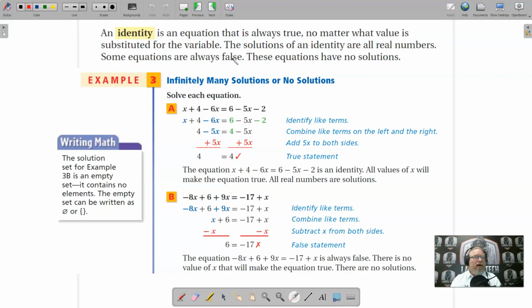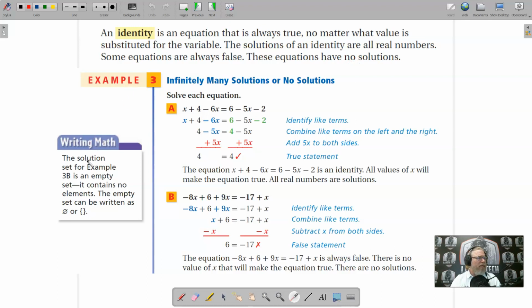Some equations are always false. These equations have no solutions. So an identity has an infinite number of solutions, and for a false statement, there are some equations that have no solutions. There are some equations that have no solutions whatsoever. So let's take a look at examples of those.